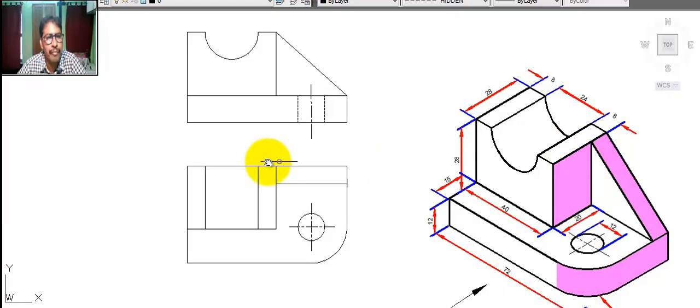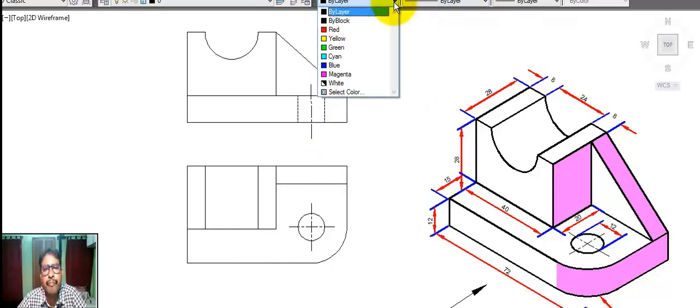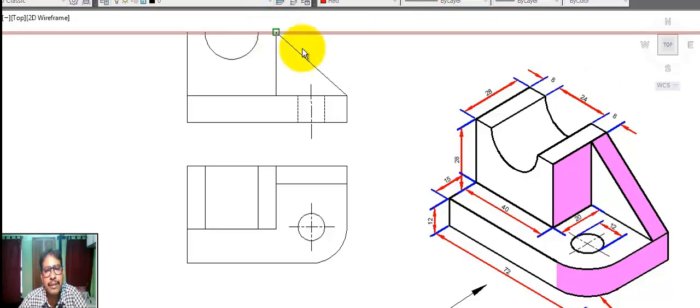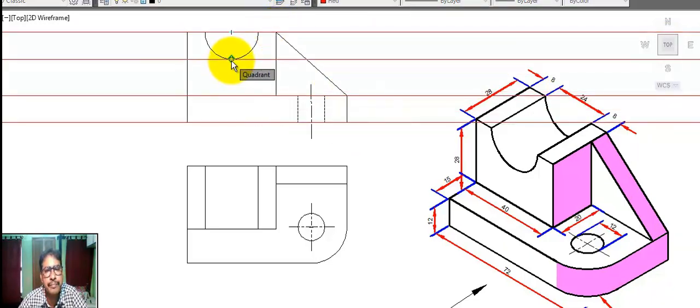We know in first angle projection, the right hand side view is placed on the left side of the front view. The top view is below the front view. Okay. Now draw a projection line from this point and this point. Okay.